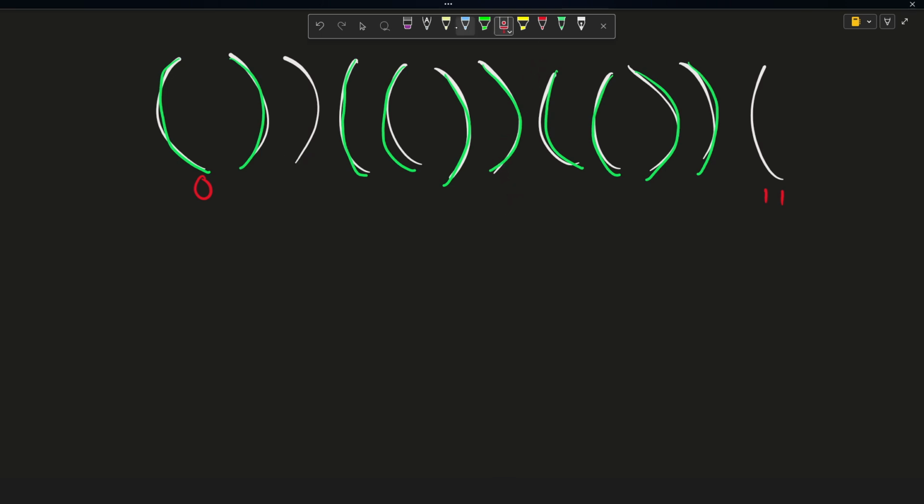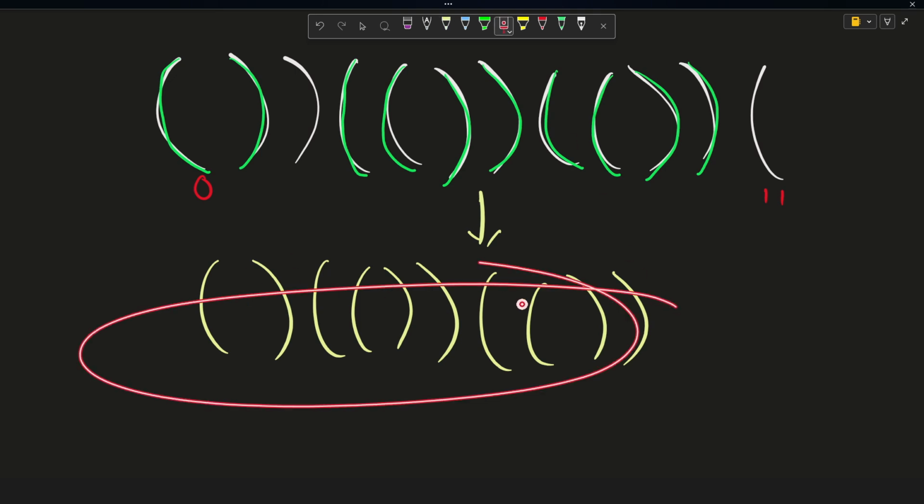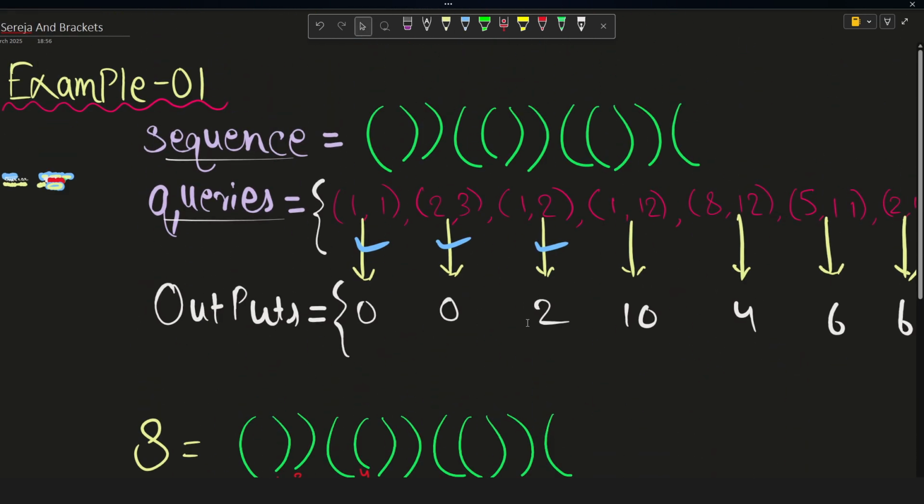And hence if I now try to draw this separately here, then the brackets that I have marked with the green color will look something like this. And if you try to calculate the length of this subsequence of the brackets, then what is it equal to? It is equal to 1, 2, 3, 4, 5, 6, 7, 8, 9, 10. And if you look at the output for this query, as you can see here, the output is 10 as well. So in this way we performed this query and got our correct output, that is 10.